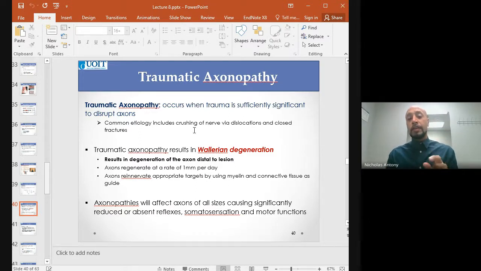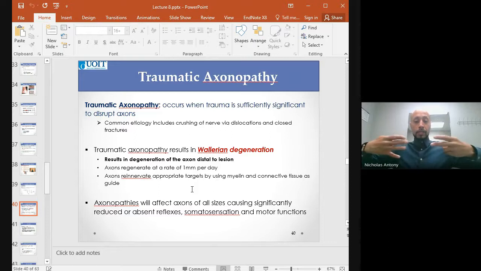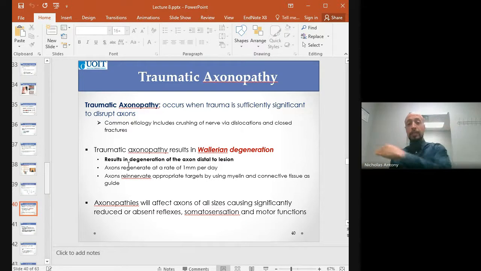So when there is a significant enough injury to break down the axons, the healing process is a lot different. So if we're thinking about a nerve, right? If the axons are crushed or broken, they don't just heal and recombine. All the axons have to die distally and regrow from the proximal end. That's called Wallerian degeneration. So you get degeneration of the axon distal to the lesion, and then the proximal axon regrows down the connective tissue along the same path and reconnects.